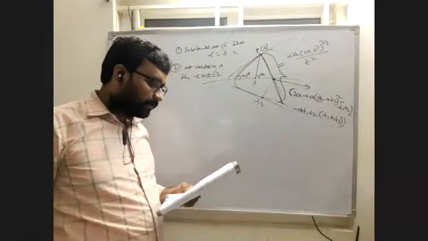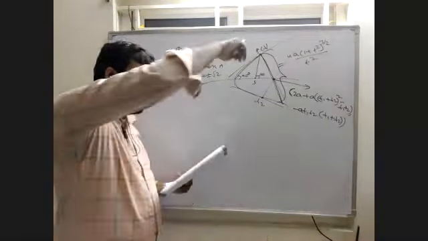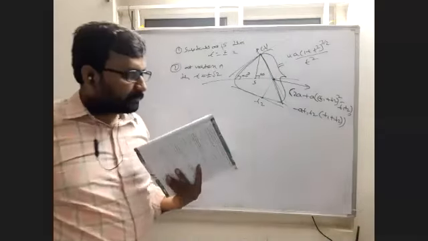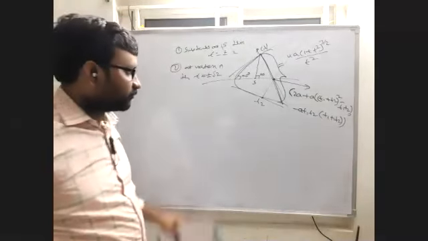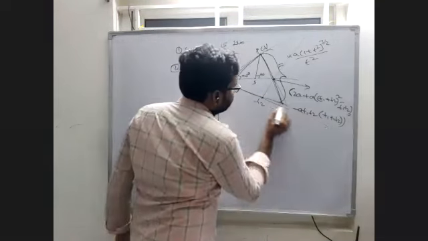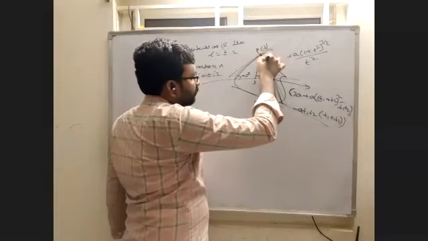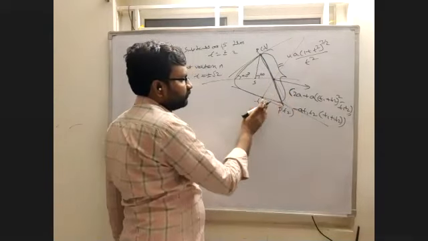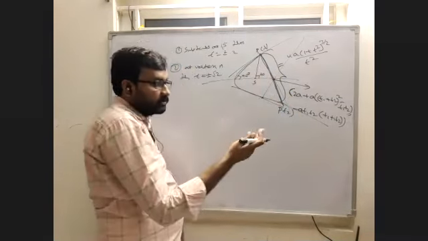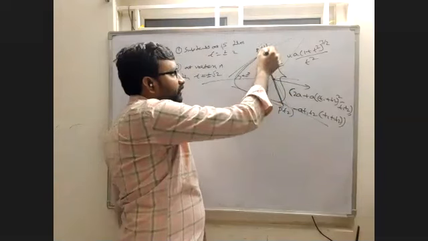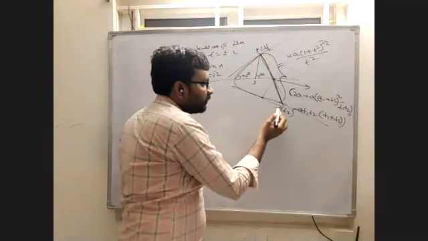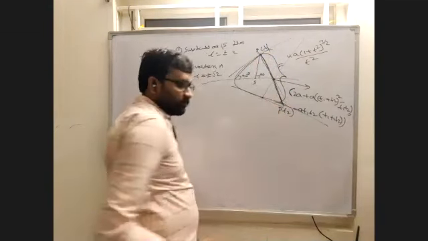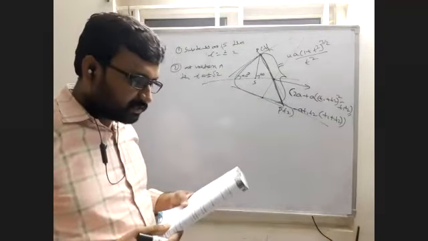Next, if the normal at P of T1 on the parabola meets the tangent at P of T2, this is the tangent, this is the normal at P of T1. This is meeting at P of T2. One more point, this is the tangent at P of T1 meeting the tangent at P of T2. Then the condition is what?